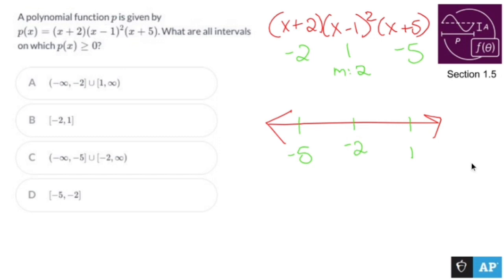Now, what I also have is x times x again times x. What I am doing is I'm finding out, is this a cubic? Is this a quartic? Is this a quintic?